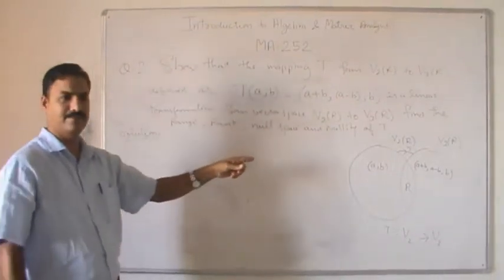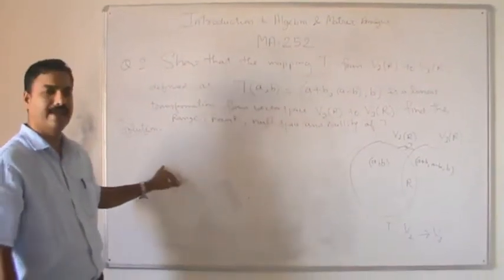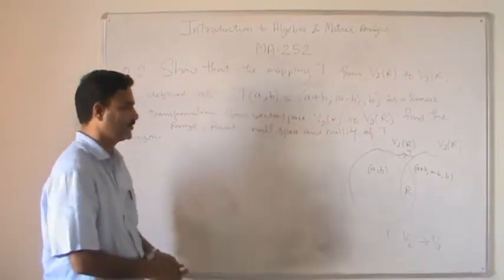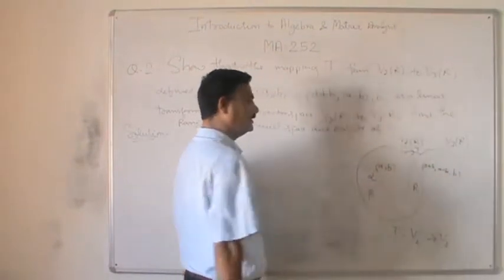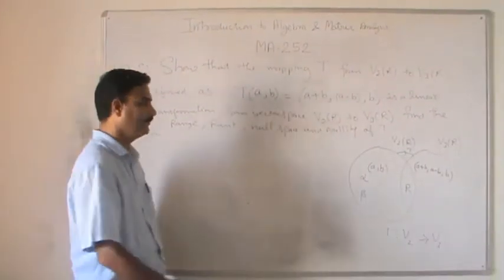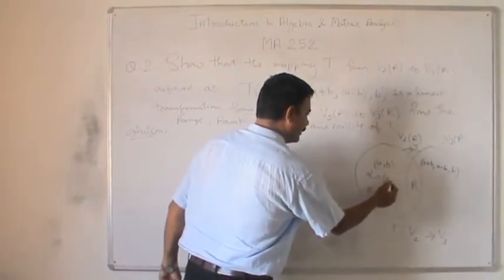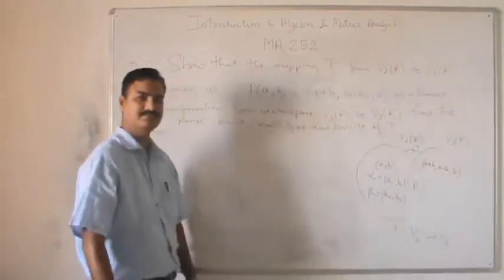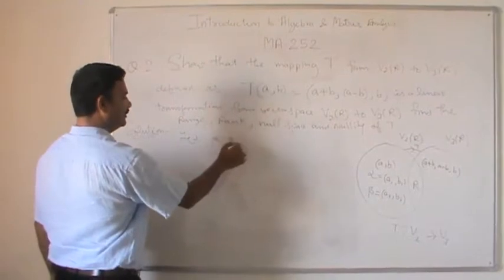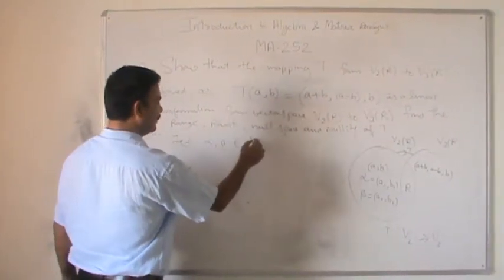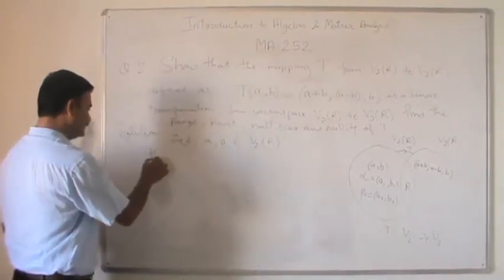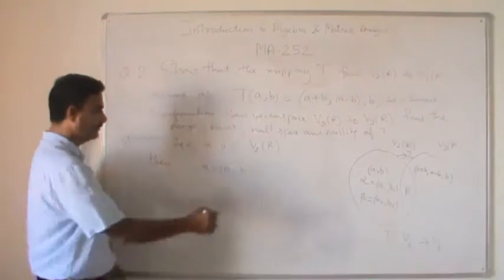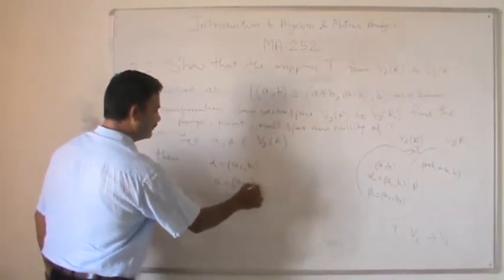In order to prove T is a linear transformation, first of all we operate T over a alpha plus b beta, where alpha and beta we consider as arbitrary vectors of V2(R). So let us consider alpha and beta are any two arbitrary vectors which belong to our two-dimensional vector space V2(R). Let alpha be (a1, b1) and beta be (a2, b2). Then clearly alpha is given by (a1, b1), which is a two-dimensional vector, and beta is given by (a2, b2).